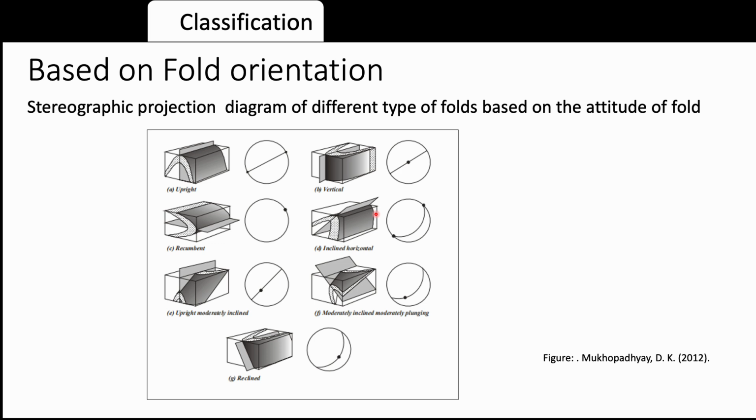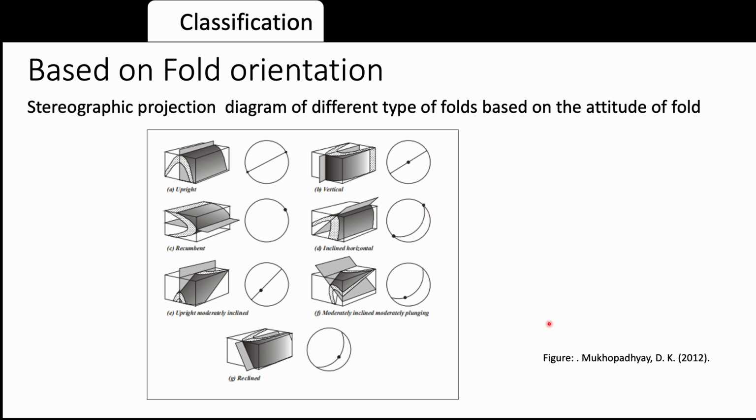Then we have an inclined horizontal fold. In an inclined fold with a horizontal hinge line, the axial plane is moderately inclined and the hinge line remains horizontal. The stereonet reflects this with a moderately inclined great circle and the point at the edge of the horizontal fold axis. This is known as inclined.